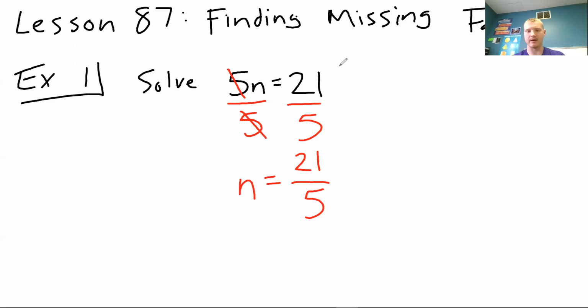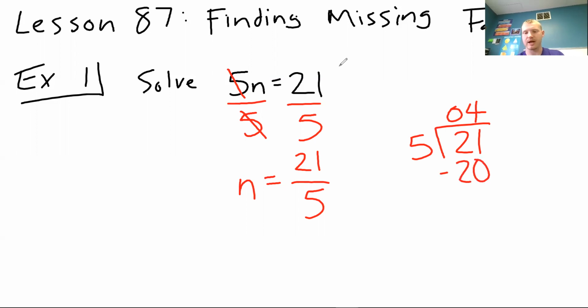Okay, and so in order for us to get an answer here, we are going to take 21 divided by 5. How many times does 5 go into 2? 0. How many times does 5 go into 21? 4 times. 5 times 4 is 20. Subtract, 21 minus 20 is going to be 1, so our remainder is 1. So our answer is going to be 4 and 1/5.